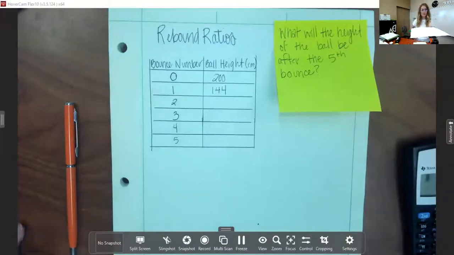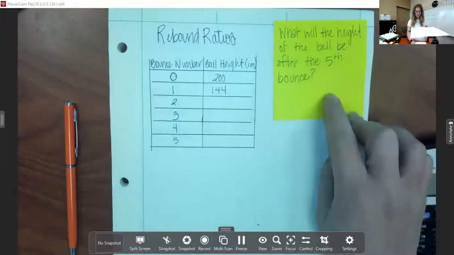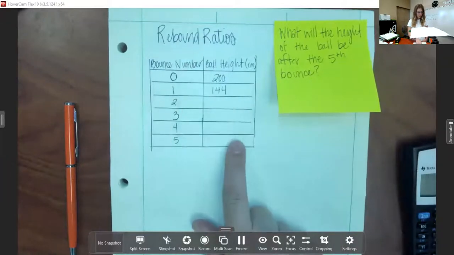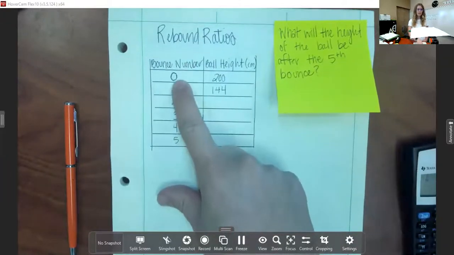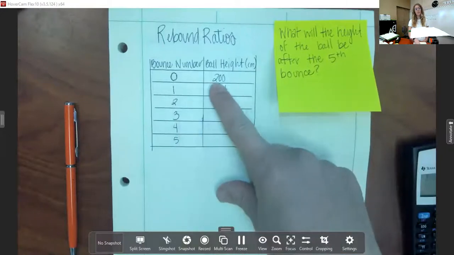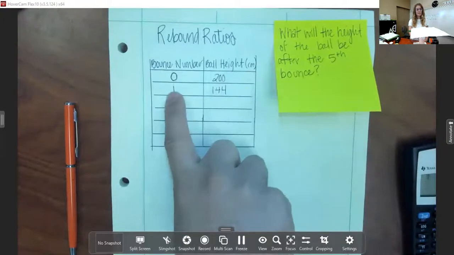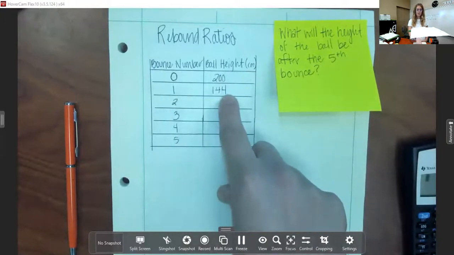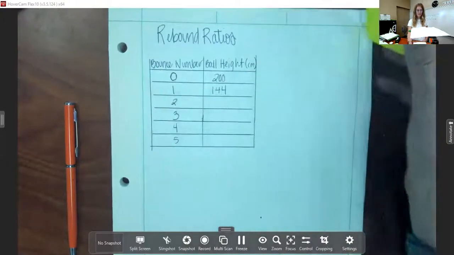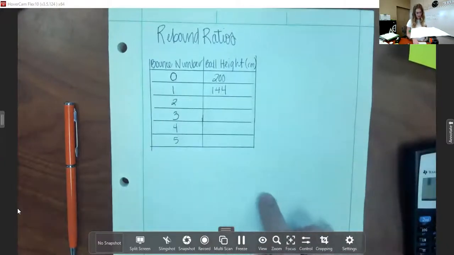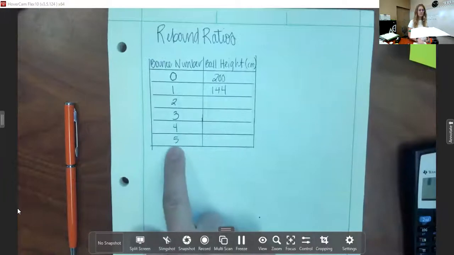Let's review how to calculate rebound ratios. So the question is, what will the height of the ball be after the fifth bounce? Given this table, we are told at the start, so at bounce 0, the ball is 200 centimeters above the table, let's say. And then after the first bounce, it bounced back to 144 centimeters. That is enough information to find the rebound ratio or the growth factor in this table, and will eventually lead us to how high the ball will be after the fifth bounce.